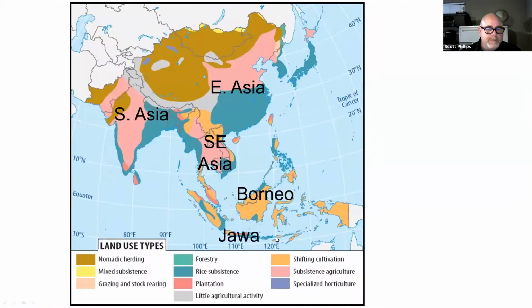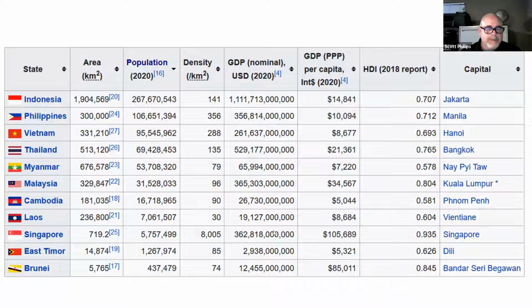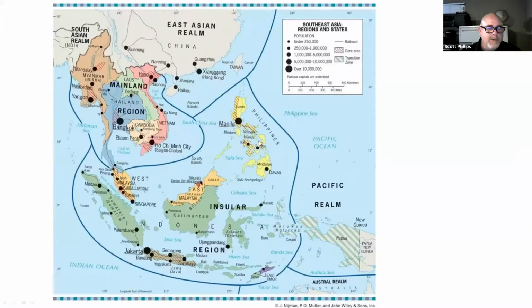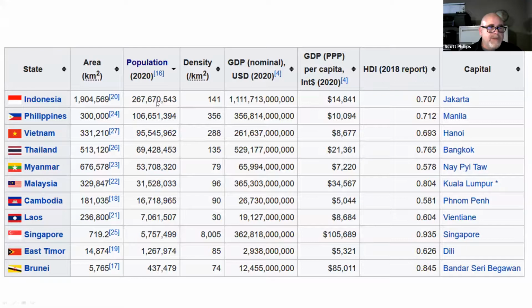So let me go back a bit. Let me go forward. Okay, so this is the Philippines. This is Indonesia. They're part of the island part, the insular part. Those two countries account for over half of the population of Southeast Asia. After that, so 200 something million, the Philippines has over 100 million, and then the rest drop down from there.